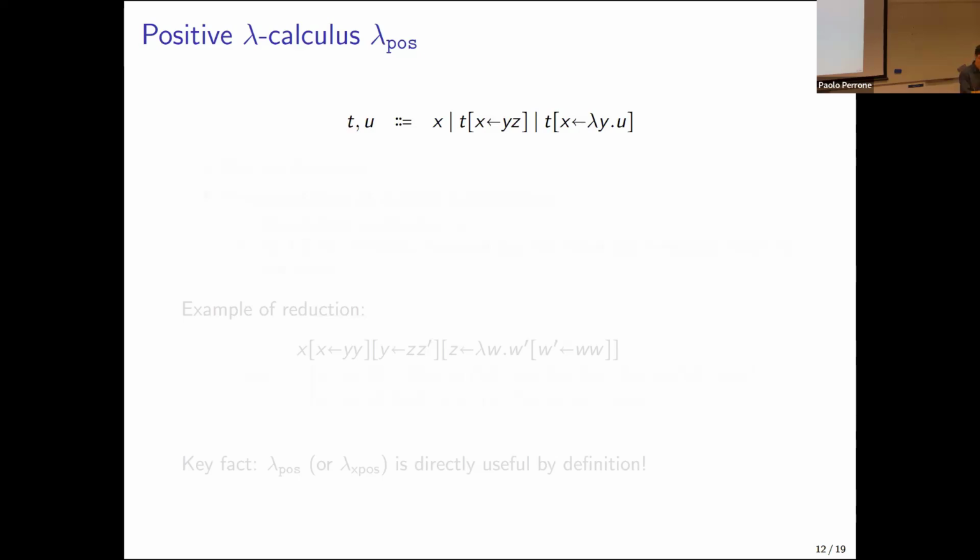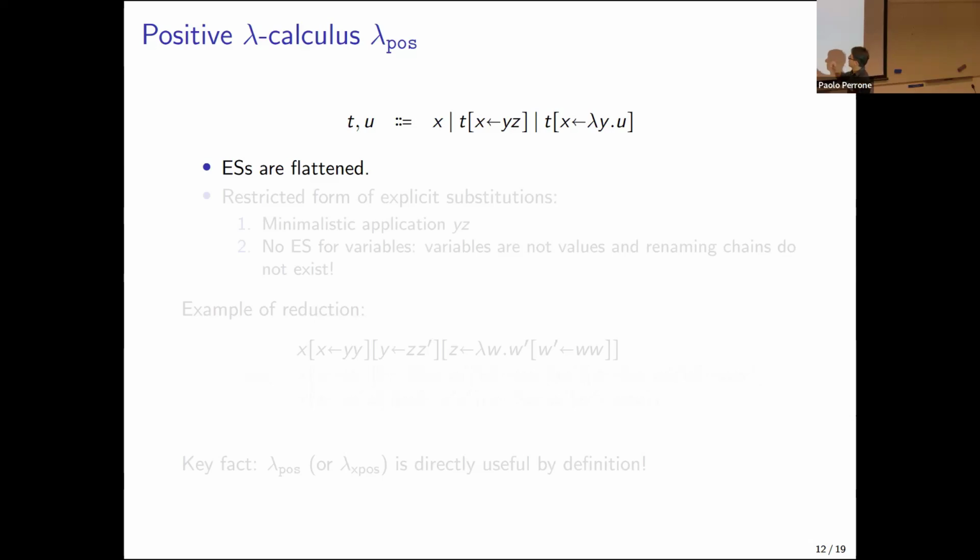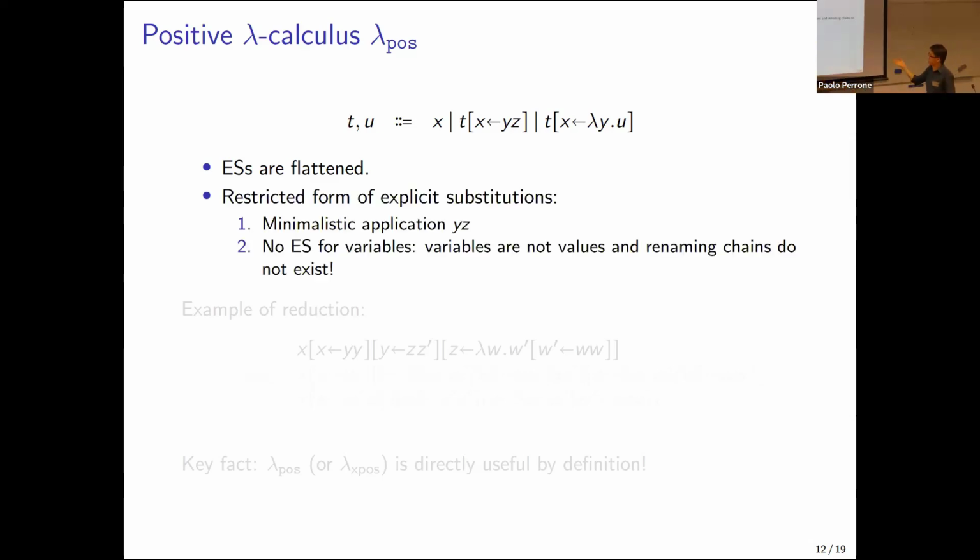So before we talk about different ways to classify calculi with explicit substitutions, I'm just going to come back to that. One thing that we first observed is that explicit substitutions are flattened. So every term is actually just a list of let expressions followed by a variable. And we have a very restricted form of explicit substitutions.